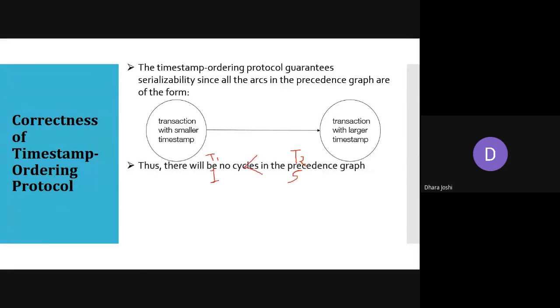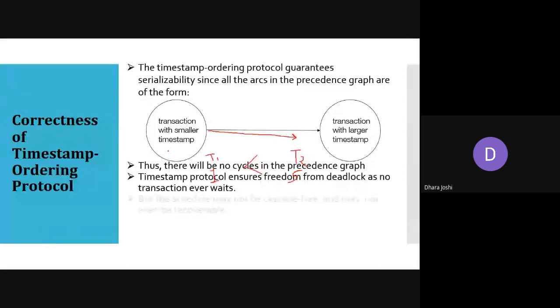Thus, there will be no cycle, like whoever is having the seniority will do the task first. So precedence will be, this task will be done first and only after that transaction T2 will occur with its task. So the timestamp protocol ensures freedom from deadlock as no transaction will ever be waiting, but the schedule may not be cascade free and may not even be recoverable. We know that cascade free and recoverable, these two terms we have already studied.